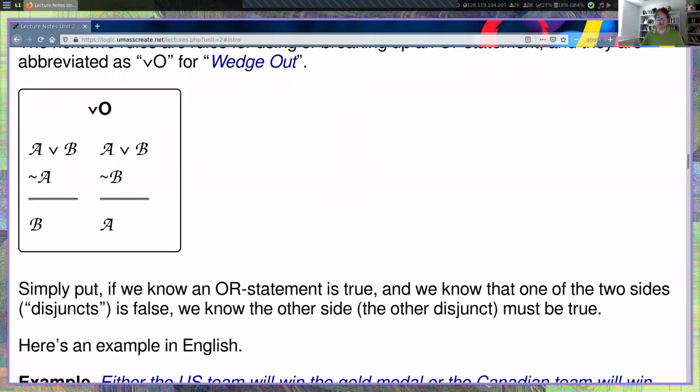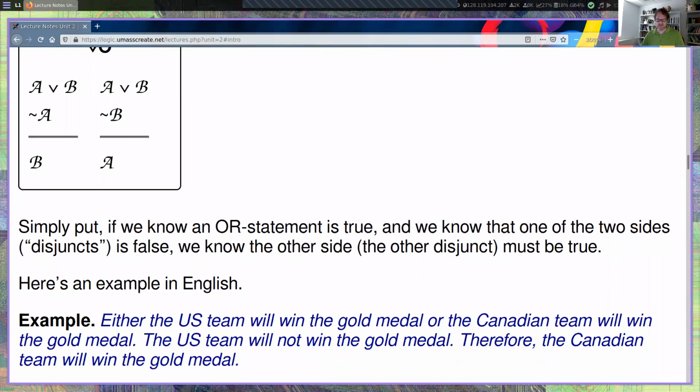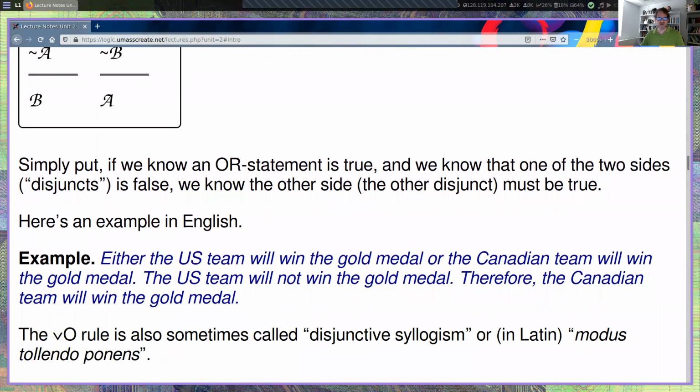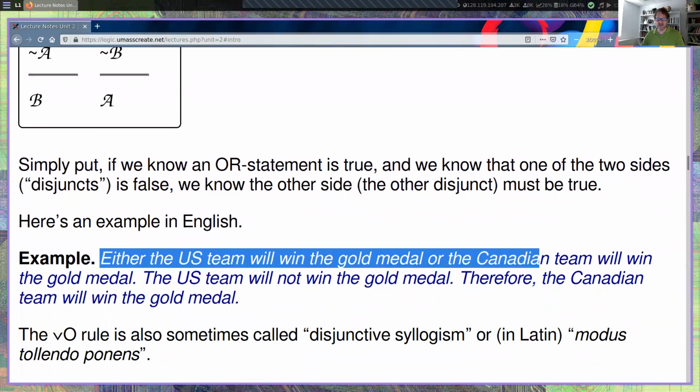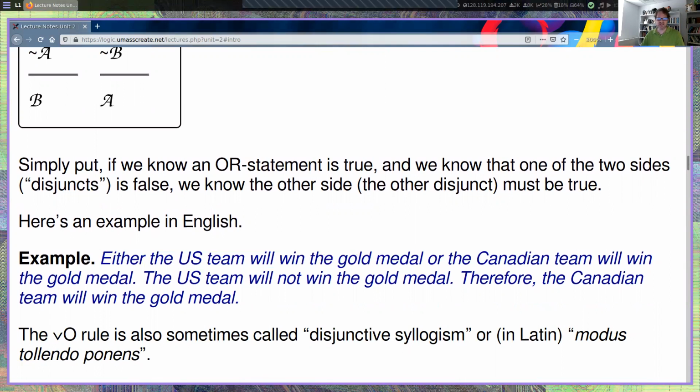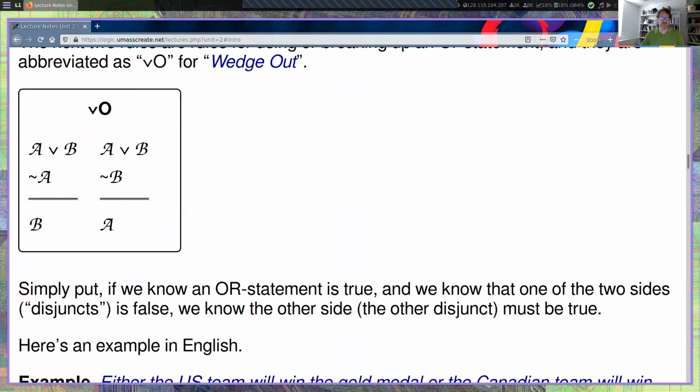This is exactly the kind of thing that Sherlock Holmes does, right? If it's either Jones or Smith, but it's not Jones, it has to be Smith. Either the U.S. team will win the gold medal or the Canadian team will win, but the U.S. team won't win, so the Canadian team will win. It's also called modus tollendo ponens. I'm not going to make you learn that. We're going to call this wedge out, or O.